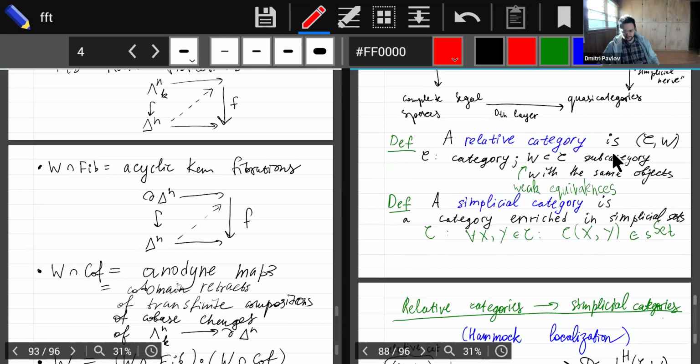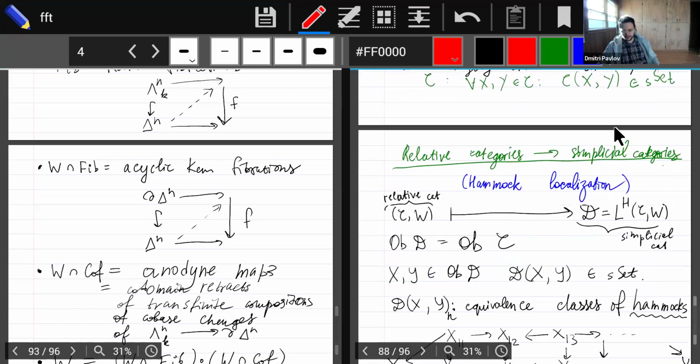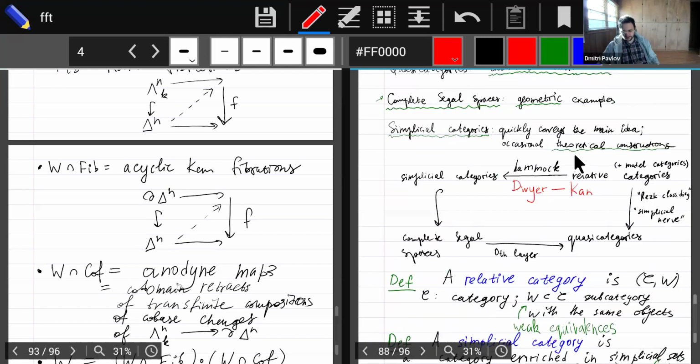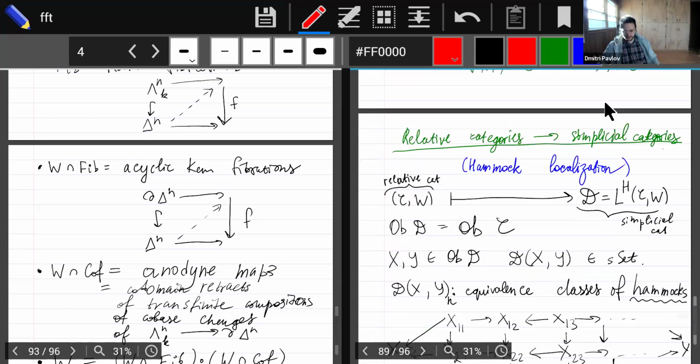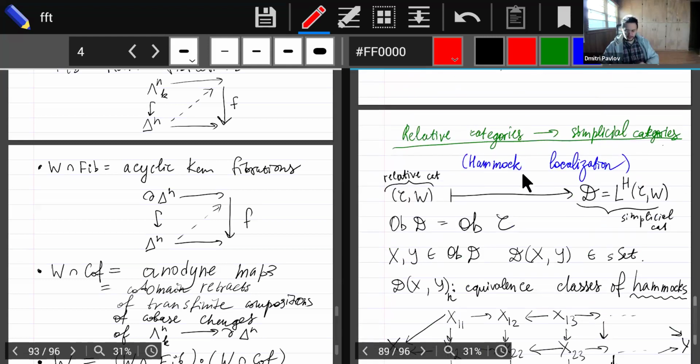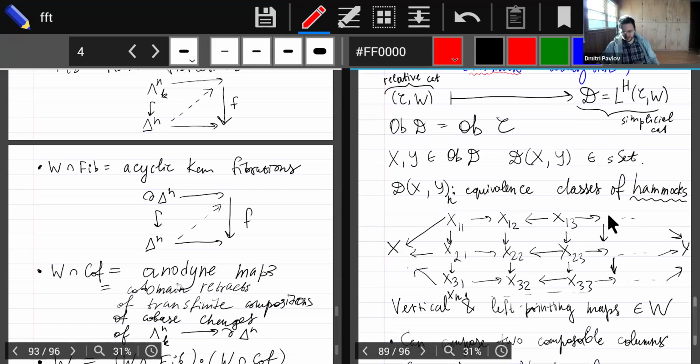Now, let me very briefly explain this construction that takes a relative category and constructs a simplicial category. And one of those constructions is called the hammock localization. And you will see why hammock in a second. Well, you can see this picture here, which does look like a hammock. So it's obviously descriptive.